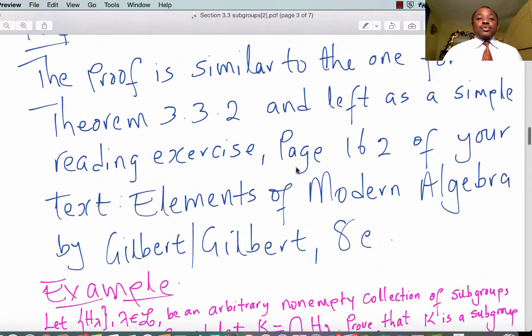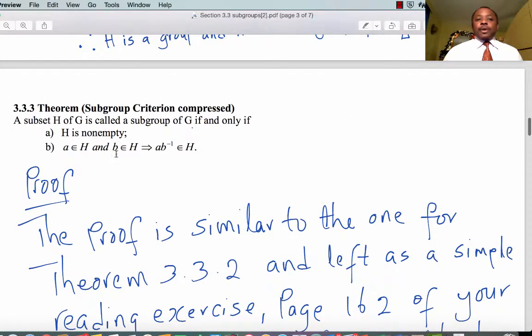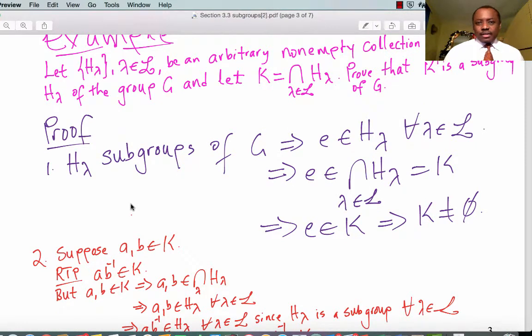We are going to use Theorem 3.3.3 to prove that the intersection of subgroups is a subgroup. We shall show that K is non-empty, and we shall show that if we pick any two elements A and B in K, AB inverse would be an element in K. Condition 1, we have to prove that K is non-empty.